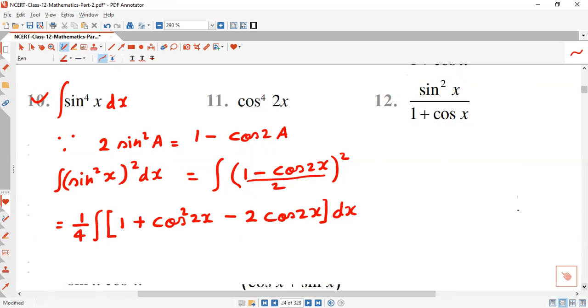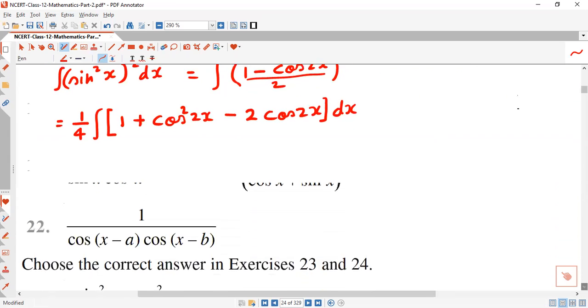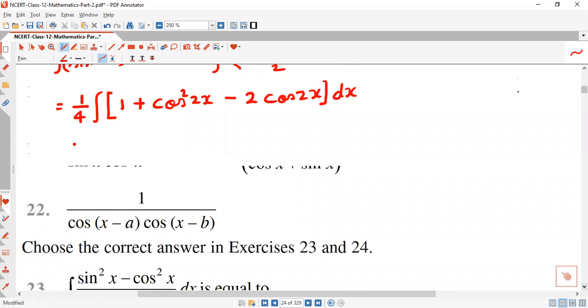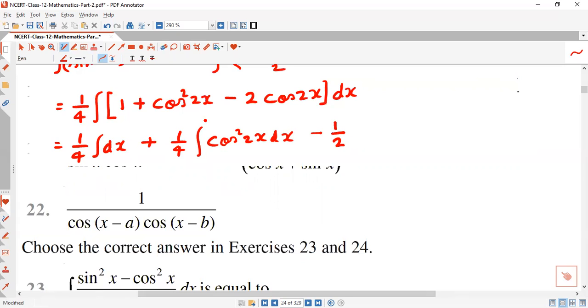Now, here some parts are good ones that we can integrate directly, but some parts we are not able to. So the parts we can find out: 1 by 4 integration of dx, no problem, plus 1 by 4 integration of cos square 2x dx, minus 2 by 4 comes out, so it comes out 1 by 2, minus 1 by 2 integration of cos 2x dx.